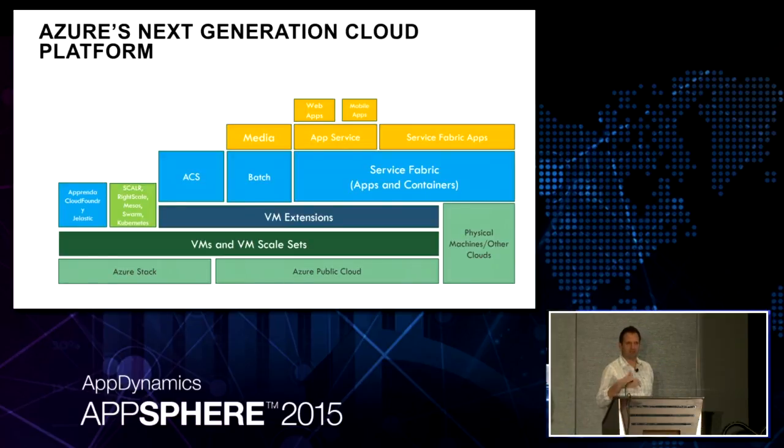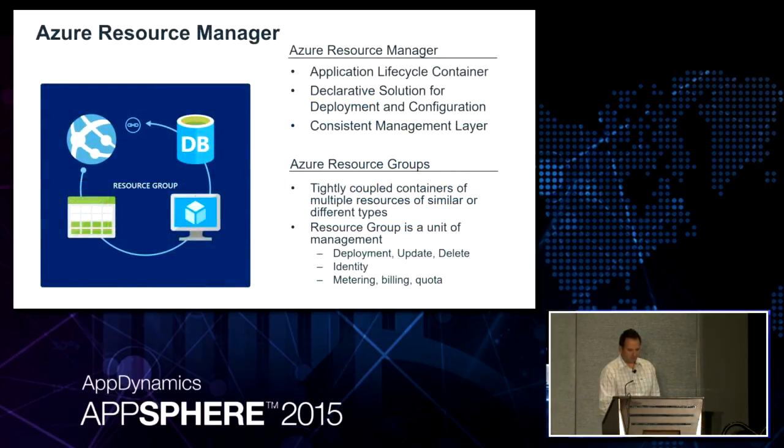On top of that, we have those vertical solutions like media services and app services. With app services, you can basically build web apps and mobile apps. And then we have what we call Service Fabric applications. Those Service Fabric applications take advantage of our programming models, actors and reliable collections, and I'm going to touch on that.